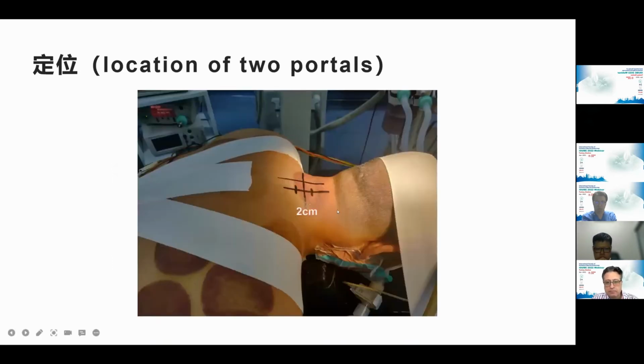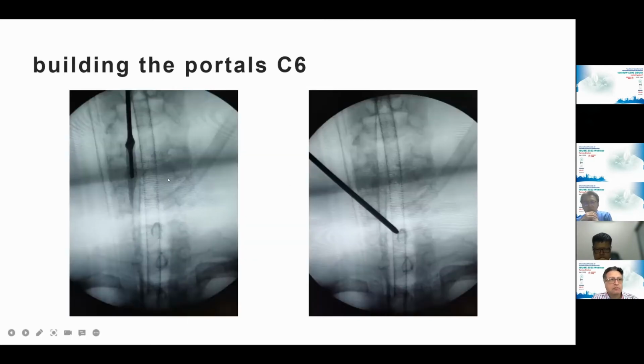And this is a picture of the patient. To build the work portal, I often insert the first rod to the junction of the spinous process and the lamina.